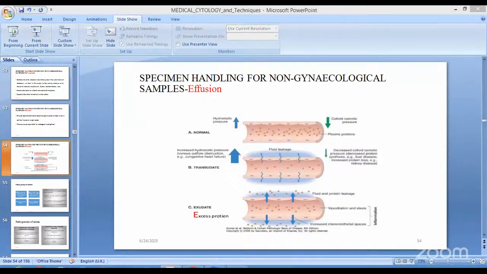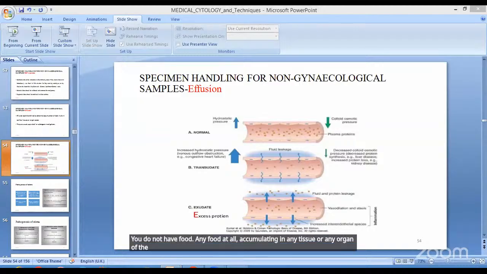The fluid in the body normally has a balanced hydrostatic pressure. So this slide is showing the capillary with endothelial cells and the plasma proteins moving in it. When everything is balanced and in proportion, the colloid osmotic pressure is normal, and you do not have any fluid accumulating in any tissue or any organ of the body.